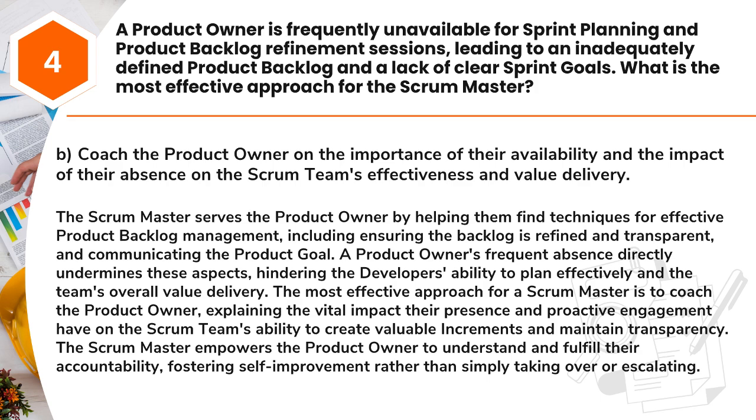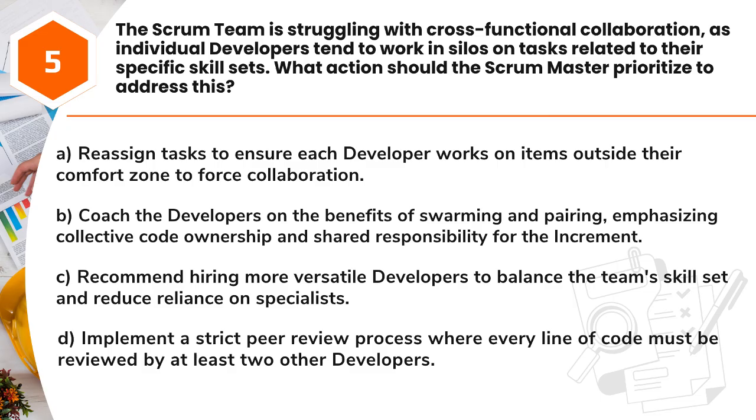Question 5. The Scrum team is struggling with cross-functional collaboration, as individual developers tend to work in silos on tasks related to their specific skill sets. What action should the Scrum Master prioritize to address this? A. Reassign tasks to ensure each developer works on items outside their comfort zone to force collaboration.